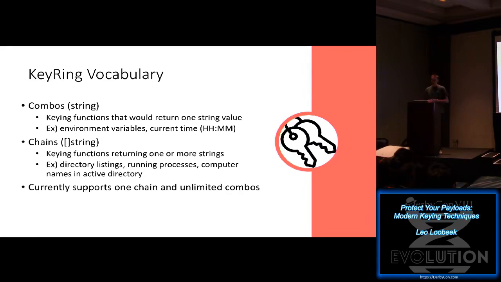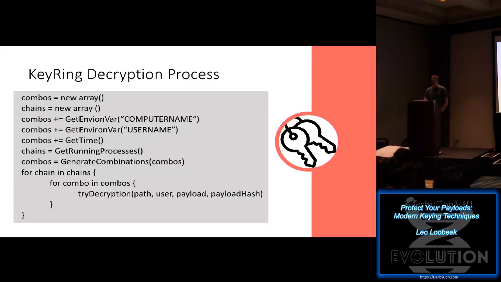There is some vocabulary. A keying function that returns only one string would be called a combo. So that would be like your environmental variables. And a keying function that returns a chain, a string of arrays, one or more strings, would be called a chain. So that might be like your directory listings. And currently KeyRing supports one chain and unlimited combos.